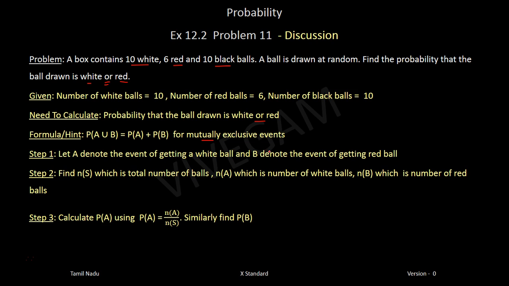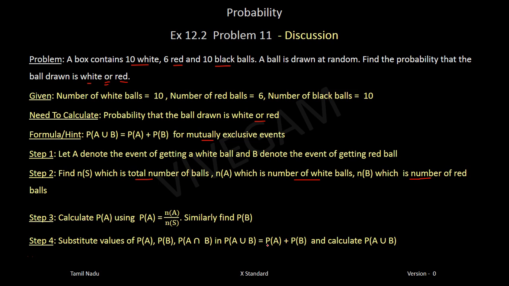Then calculate P of A, which is n of A divided by n of S, that is number of white balls divided by total number of balls. Please note, n of A is number of white balls, n of B is number of red balls, and we don't have n of A intersection B, that is balls which are white and red. That is why they are called mutually exclusive events. So probability of A is number of white balls divided by total number of balls. Similarly, probability of B, the probability of a red ball, can be calculated.